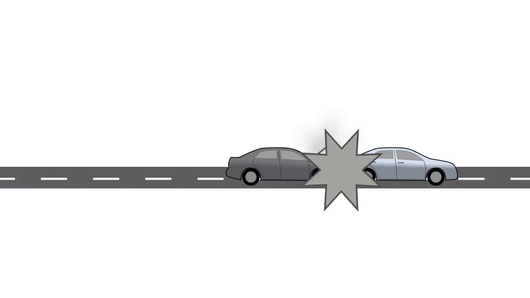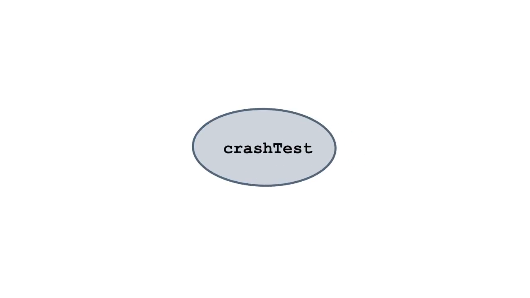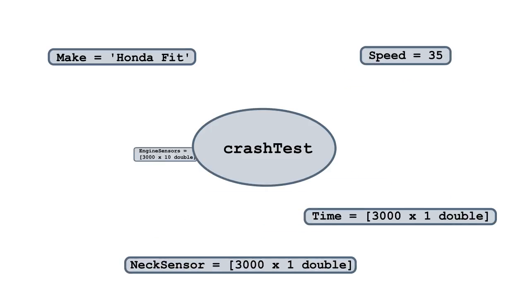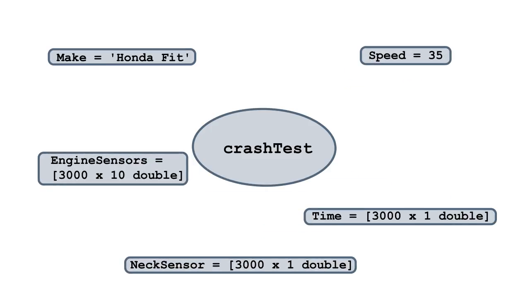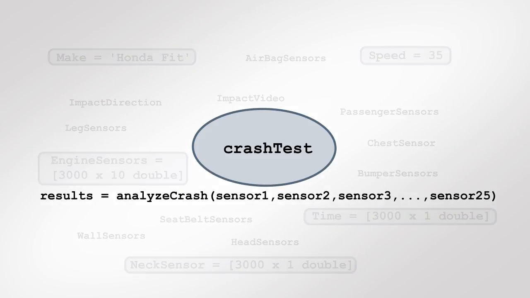Often we encounter situations where we have multiple variables that are all related. For example, consider this automobile crash test data consisting of strings, scalars, vectors, and matrices. In fact, a single crash test may have data from hundreds of sensors. With so many variables, analyzing the results of multiple crash tests becomes unmanageable.